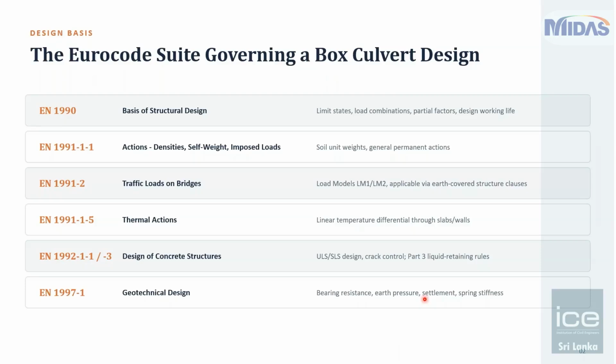Then EN 1991 part 1-5 gives the thermal actions. EC2, or EN 1992 parts 1-1 to 1-3, gives the design of concrete structures. Basically, EC2 is your main governing concrete design code. And EC7 is your geotechnical code, which will give you the bearing resistance, earth pressure, settlement, and spring stiffnesses.